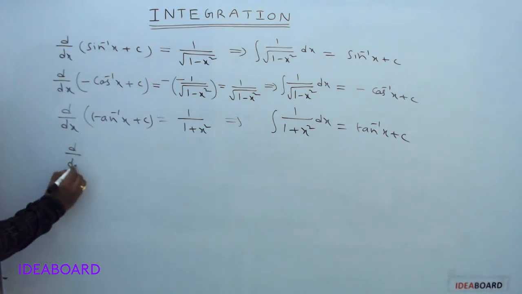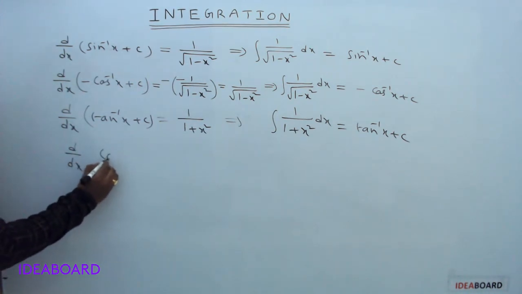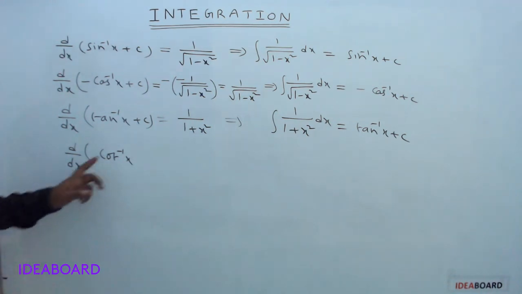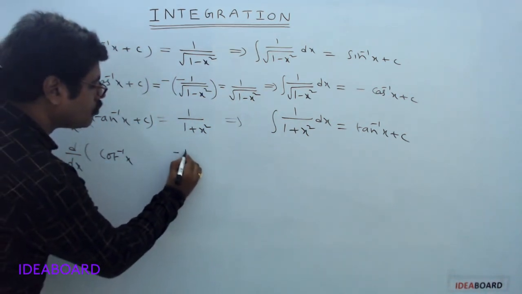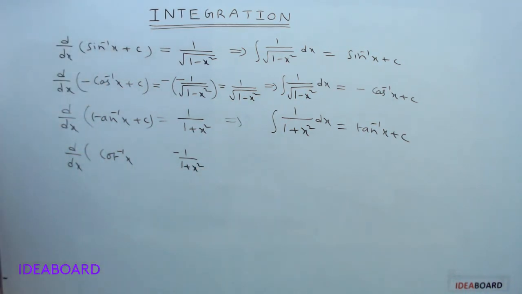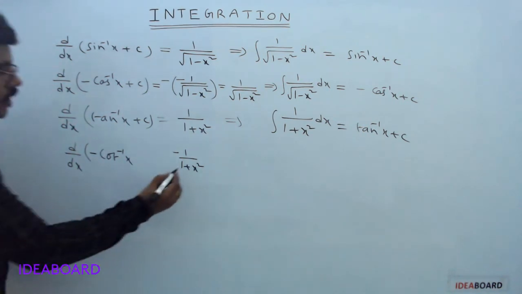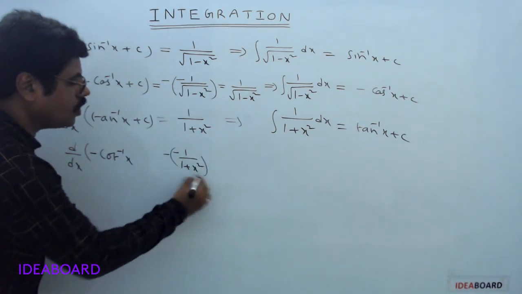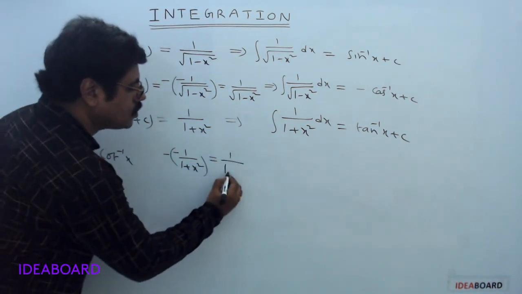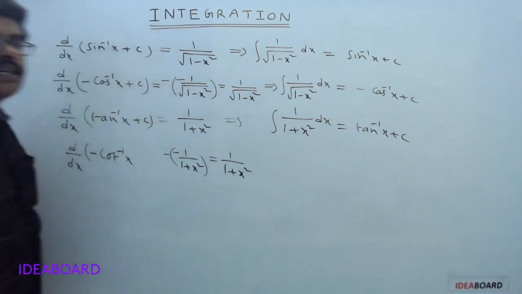Next one, what is the derivative of cot inverse of x? Derivative of cot inverse of x is minus 1 by 1 plus x square. Now what is the derivative of minus cot inverse x? That is nothing but minus of minus 1 by 1 plus x square. It becomes 1 by 1 plus x square.